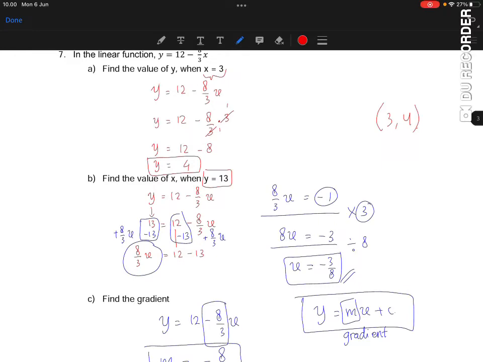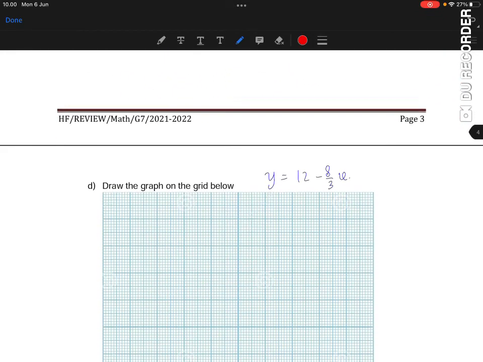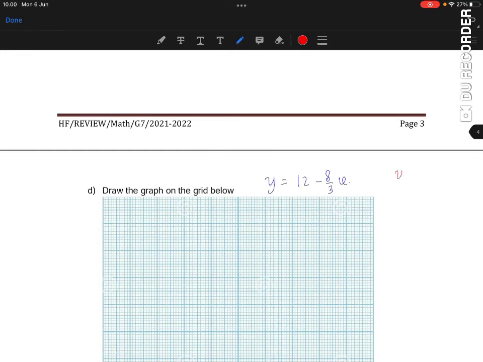So it's going to be negative 3 over 8 comma 13. I'm going to use this point, but I think your real paper is going to be a simple number, a whole number, yeah. So you can just use your answer from number 7a and 7b. But now I'm going to make another one. I'm going to make x equal to 0 here.